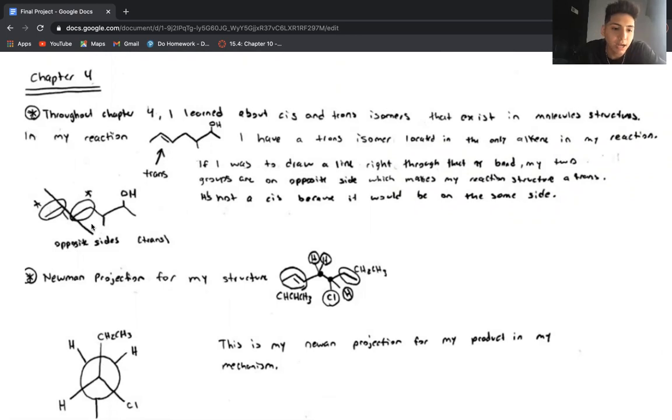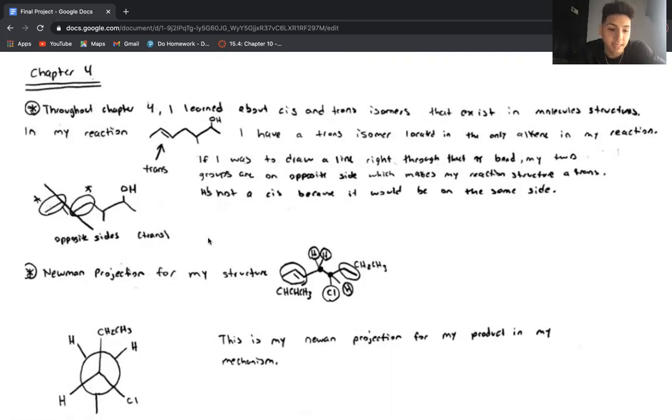Here in this image, I drew a line on my alkene and I put the higher priorities, and so far this makes it a trans because they're both on different sides. If they were on the same side, like both right here, it would have become a cis.